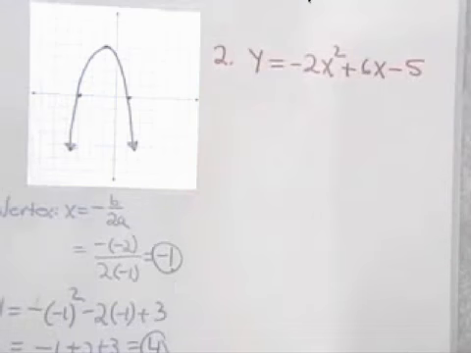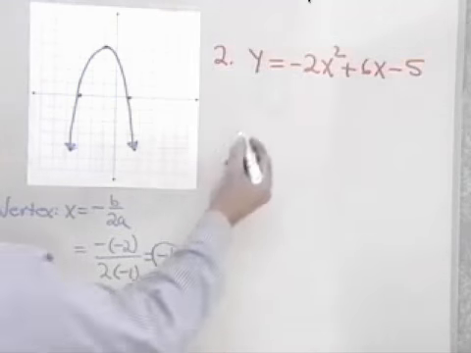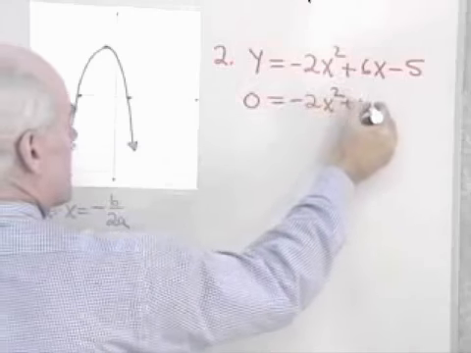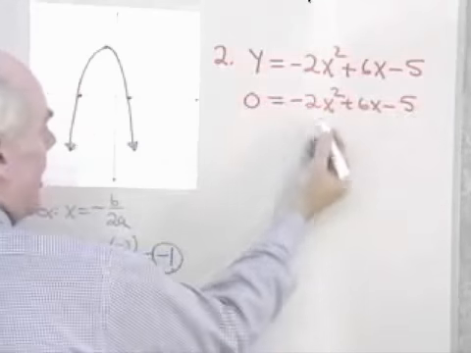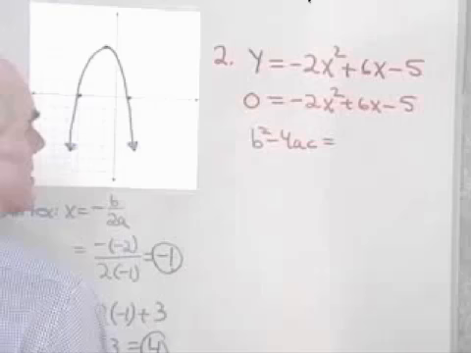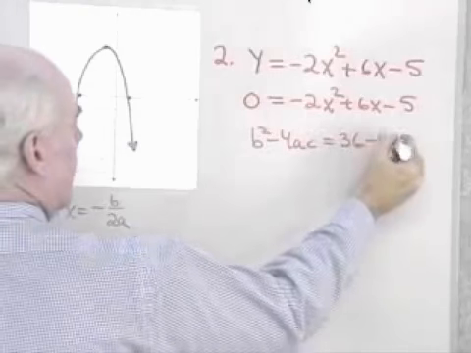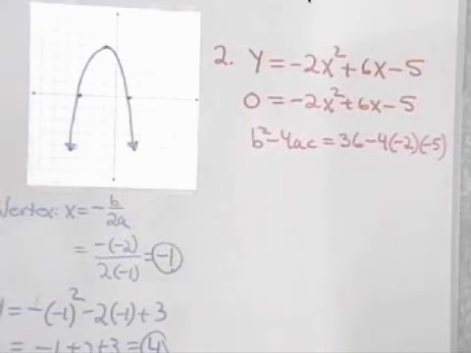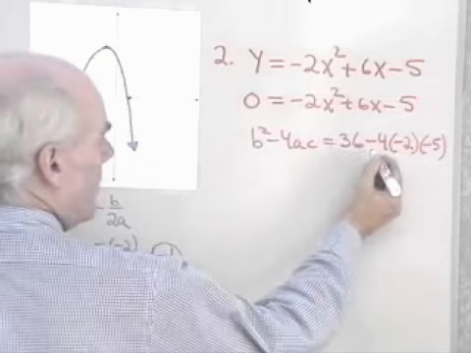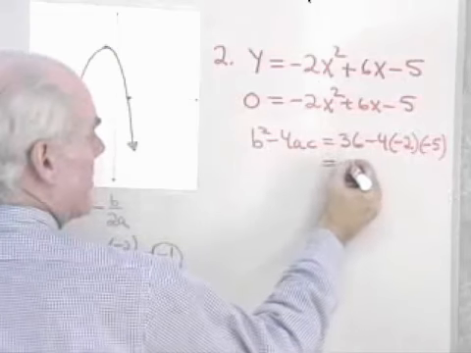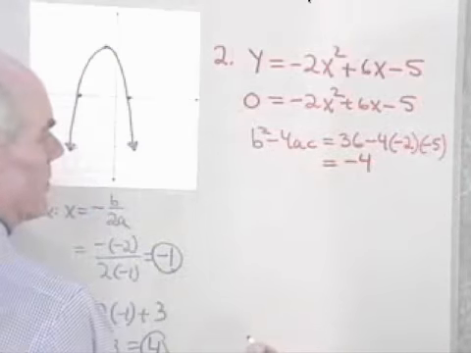Let's look at another problem. Here I have y equals negative 2x squared plus 6x minus 5. Let's find the x-intercept by letting y be equal to 0. Negative 2x squared plus 6x minus 5. Now I can try to solve this, but if you check the discriminant, b squared minus 4ac, we'll get 36 minus 4 times negative 2 times negative 5, which is 36 minus 4 times 2 is 8 times 5 is 40, and a negative times negative is positive, so that comes out 36 minus 40, which is negative 4.